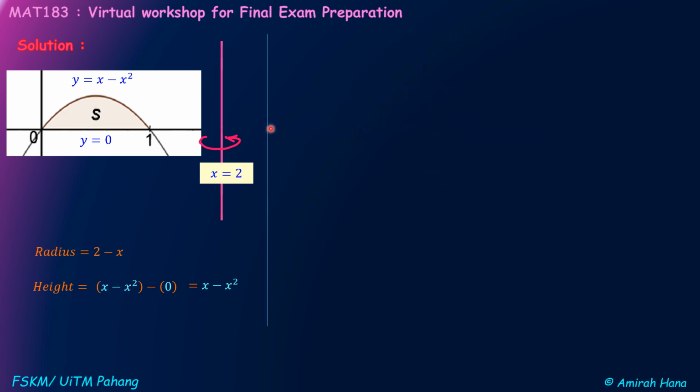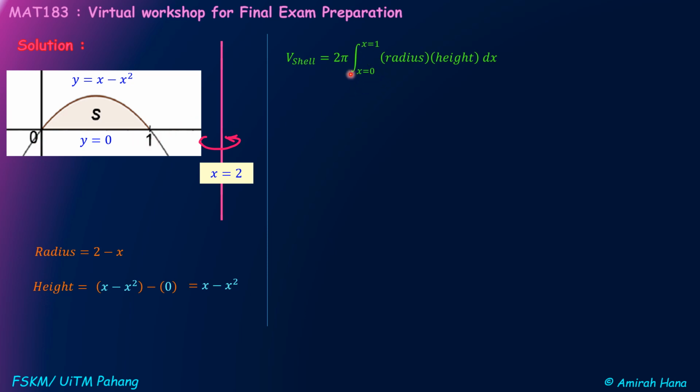Okay, after that, we can set up the formula for volume by shell, which equals 2 pi integrate radius times height. If the axis of rotation is a vertical line under the shell method, we need to integrate with respect to x. And when we integrate with respect to x, we need to use lower and upper limits on the x-axis. Okay, so that's why we use x equals 0 to x equals 1.